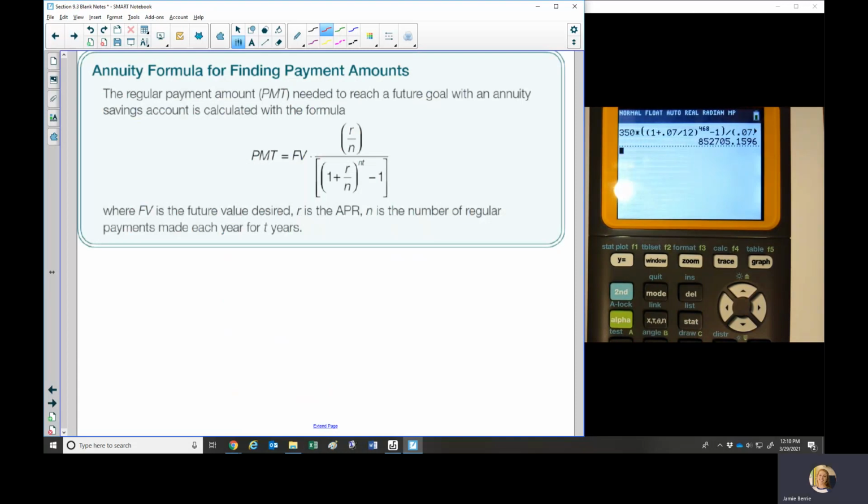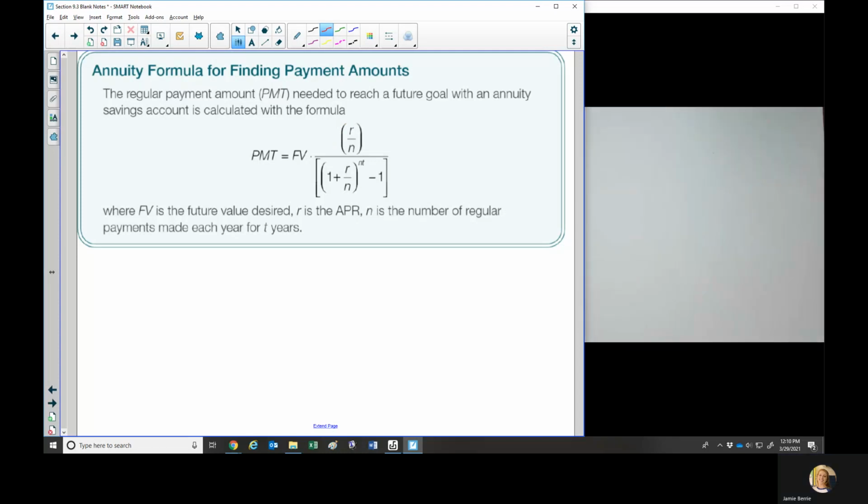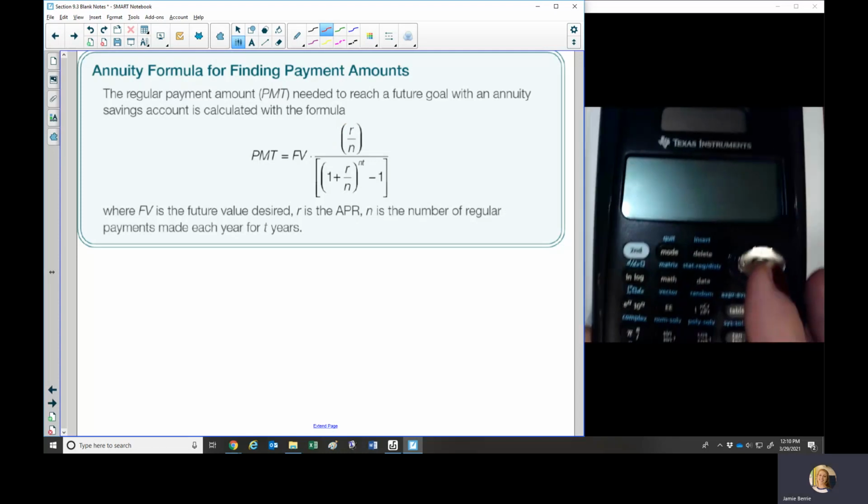It says the regular payment amount, PMT, which is needed to reach a future goal with an annuity savings account is calculated with this formula. Payment equals your future value, that's your goal amount, times R over N divided by, big brackets, 1 plus R over N raised to the NT minus 1. You can see that this piece right here looks familiar. It's from the last formula, except it's just the reciprocal, so it's flipped.